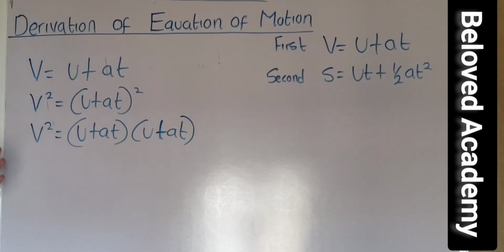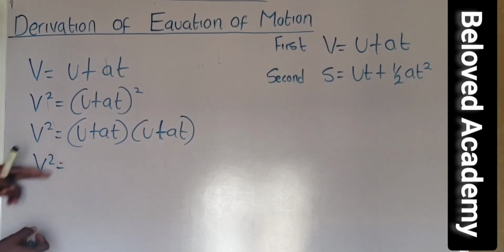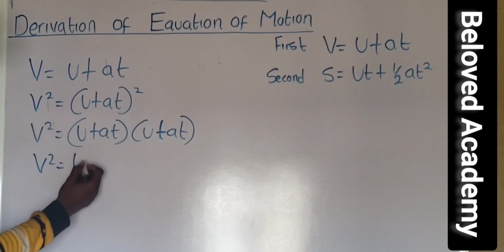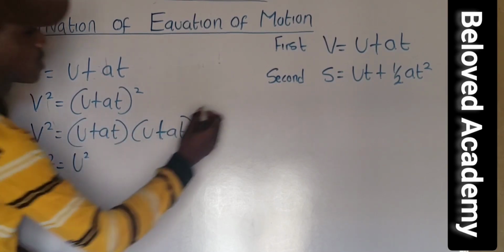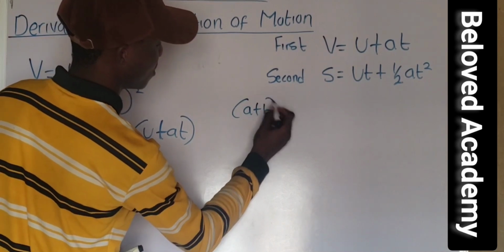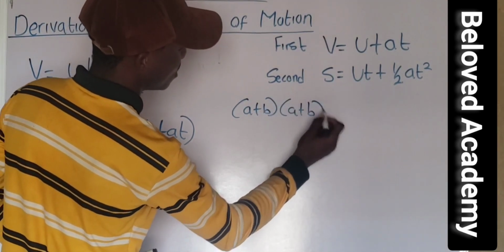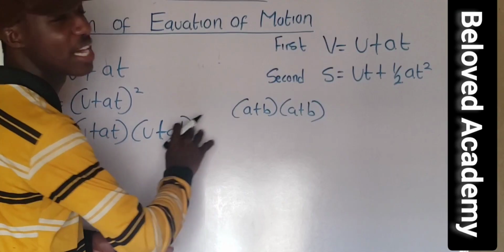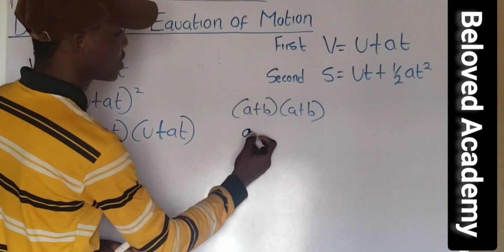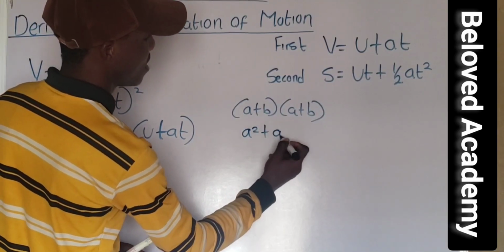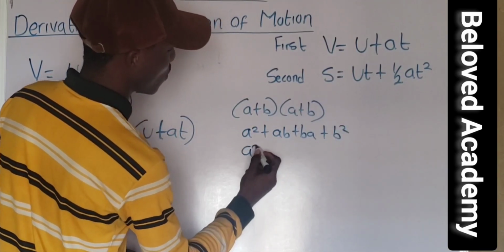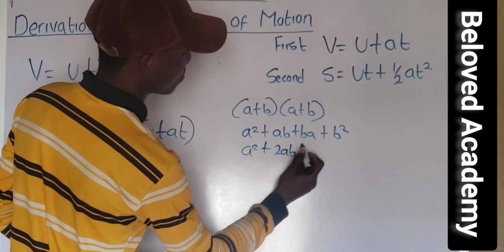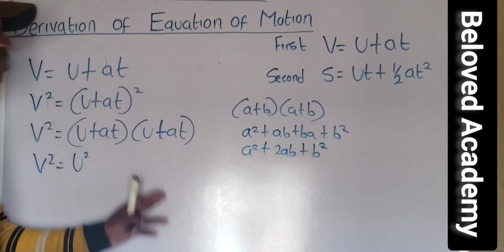Okay, I just square both sides. I've not done anything. Now, V squared is equal to U multiplied by U, that is U squared, U multiplied by AT. Just like if you have A plus B, the square of this, when you take the product of this and this, you are going to have A squared plus AB plus BA plus B squared, that is A squared plus 2AB plus B squared. Do you understand? That's what I'm doing here.